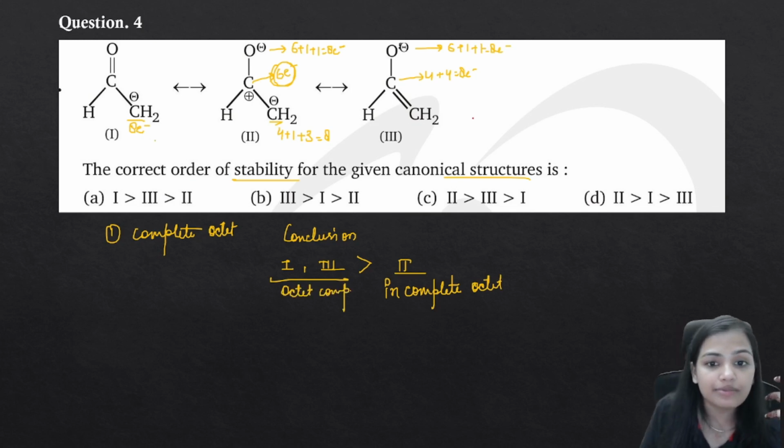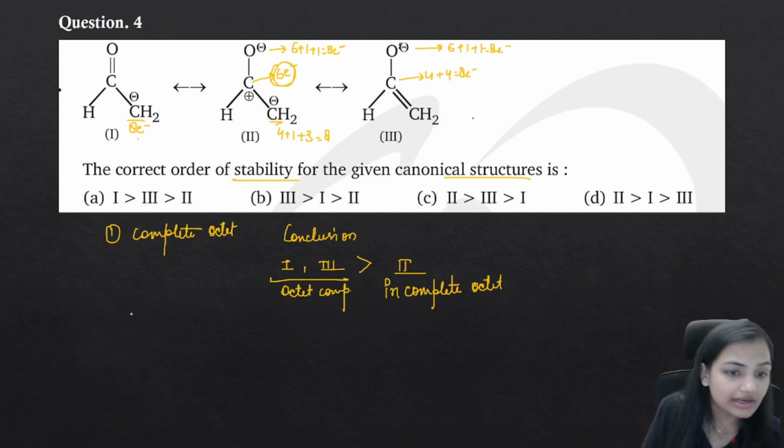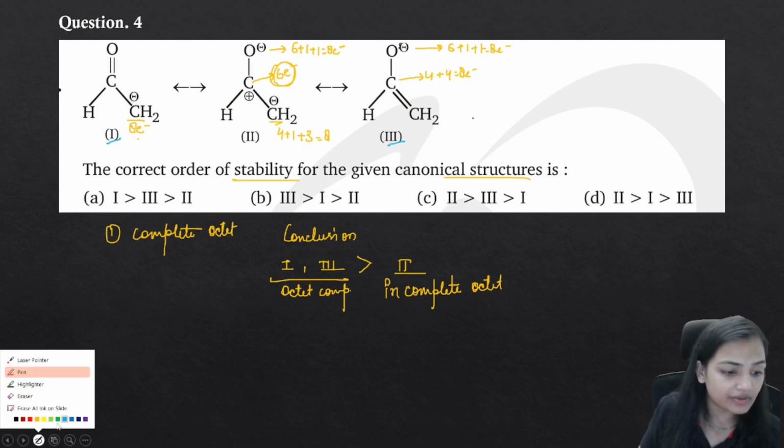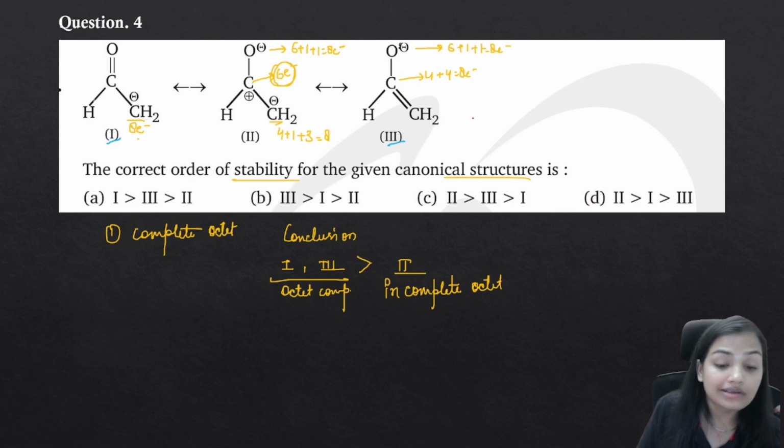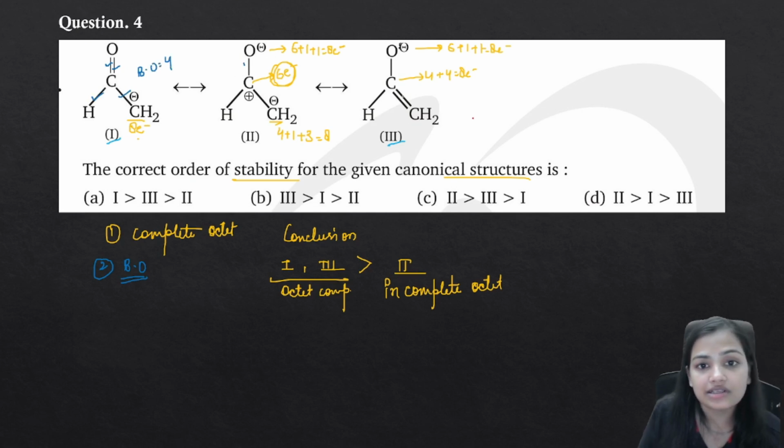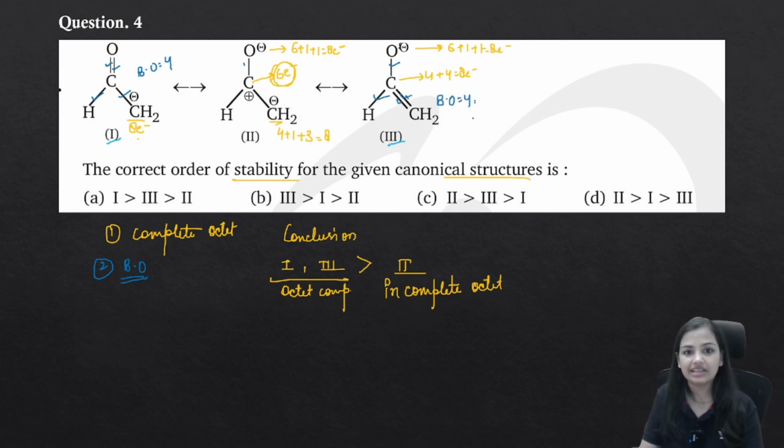Now compare between the first and third. So now this is the question that we have to do. If you compare, from which particular point can we do it? Yeah, this is the second point, bond order. So 1, 2, 3, 4, the bond order is 4 here. First and third, now 1, 2, 3, 4, again the bond order is 4. So we are not coming to any conclusion.